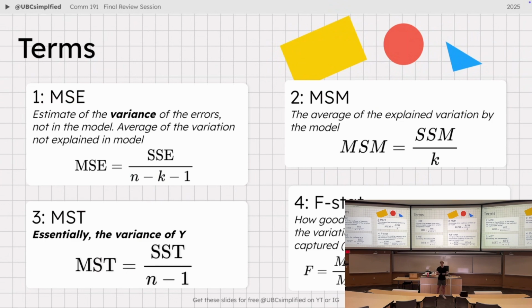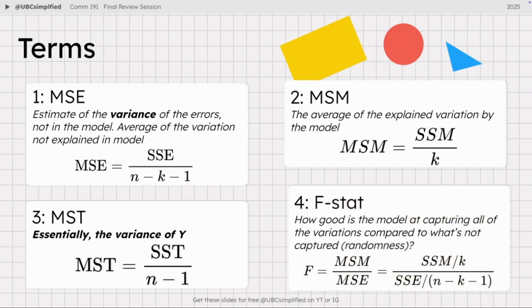And then we also have the average of the variance explained by the model. And then again, if we add those up together, we get the variance of y, which is the mean squared total. So if you take the mean of the summed errors and add that to the mean of the summed squared models, which are explained by the model, you get the variance of y.